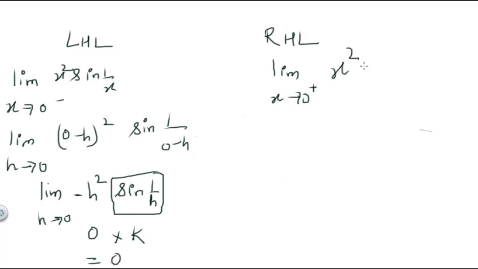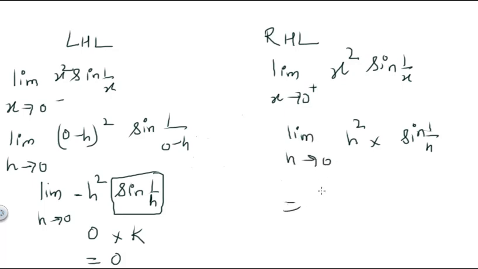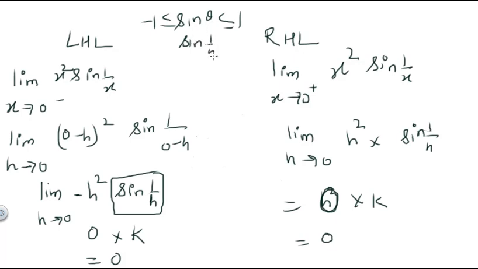Similarly, when we solve for this, here we will get h square into sine of 1 upon h, when we put limit as h tending to 0. Correct. Now solving this, we will get h square, that means 0 into a value, and it will be 0. Because sine theta lies between -1 to 1. So sine of 1 by h is also some angle which will lie between -1 and 1. Clear? So this is what we need to do in question number 24.